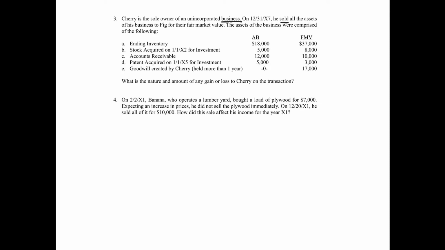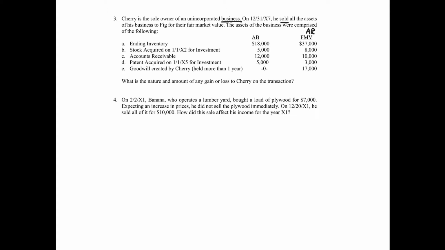Now that we're doing characterization, anytime we have a sale, exchange, or involuntary event, we've got to focus on those. So he sold all the assets of his business to Fig for their fair market value. The assets of the business were comprised of the following. So we've got 5 different assets in the business that are being sold, and they're being sold for their fair market value, so we use that as the amount realized.